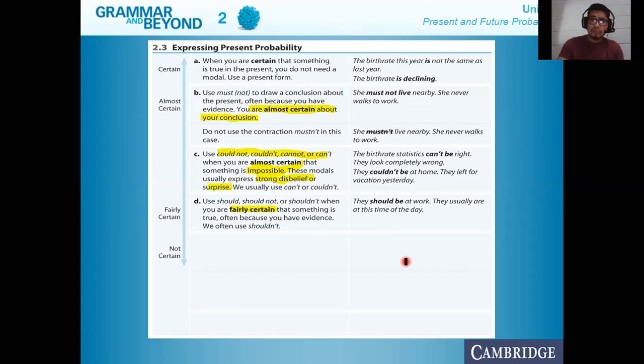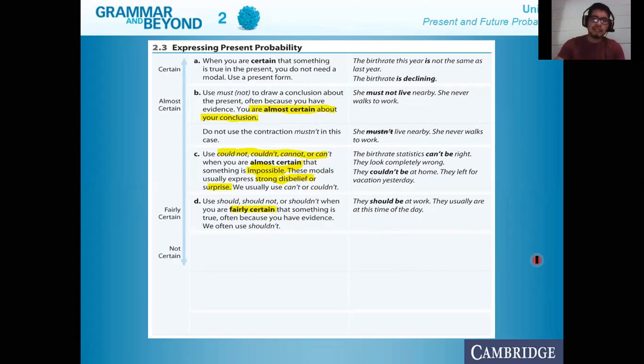For you to know the difference, there is not so much of a difference between must, can, could, should and shouldn't. The difference is kind of in the percentages of how certain they are. When we're talking about almost certain, must, we're talking about probably 80 or 90%. Here we're talking about 70 or 80%. And here we're talking about 70 or 60. That's mainly the difference, but in all of them, you need evidence of something.